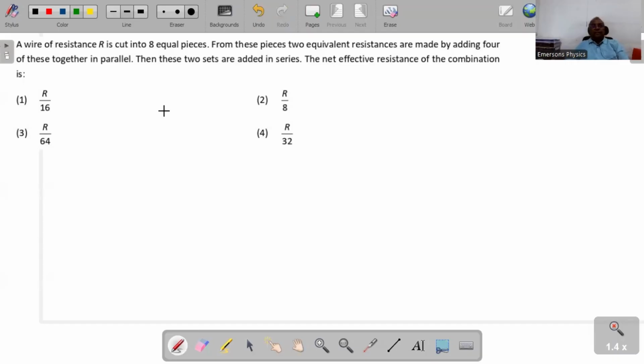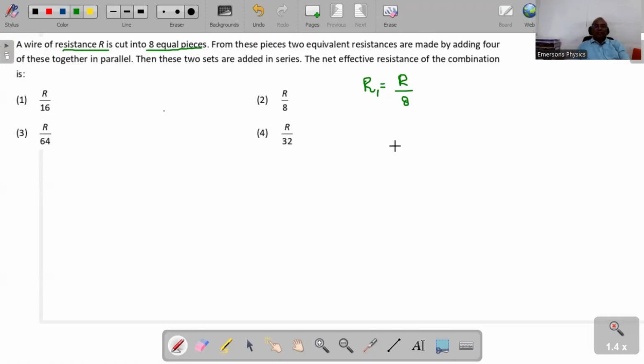A wire of resistance R is cut into 8 equal pieces. From these pieces, 2 equivalent resistances are made by adding 4 of these together in parallel. Then these 2 sets are added in series. Find the net effective resistance of the combination. So it is clear, the resistance R is cut into equal parts. Each part has a resistance R by 8.